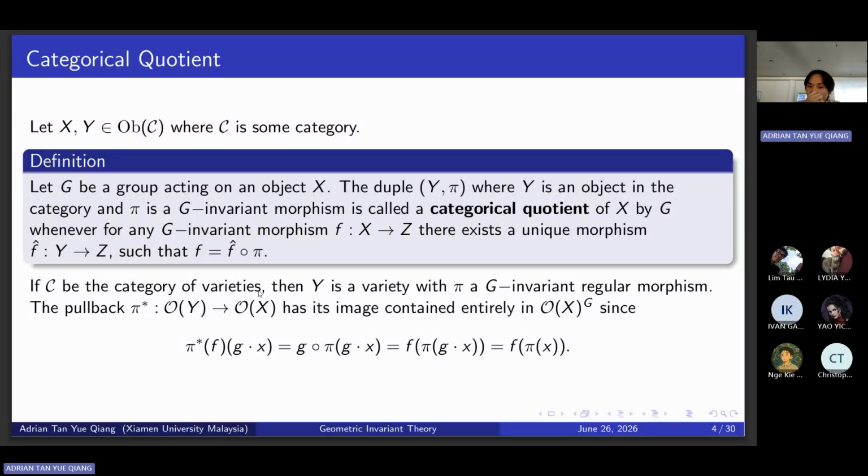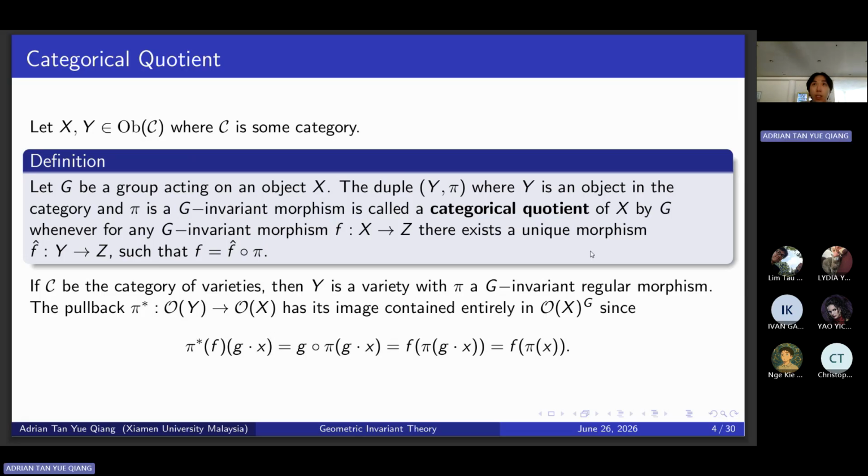If we have a group acting on the object X, where X is from the category C, which you guys can see, we call a pair (Y, pi), where Y is an object, first of all, it must be an object in the category, and pi is a G-invariant morphism, such that if you consider any other G-invariant morphism from X to any other object in the category, it must factor through pi. So what does this actually mean?